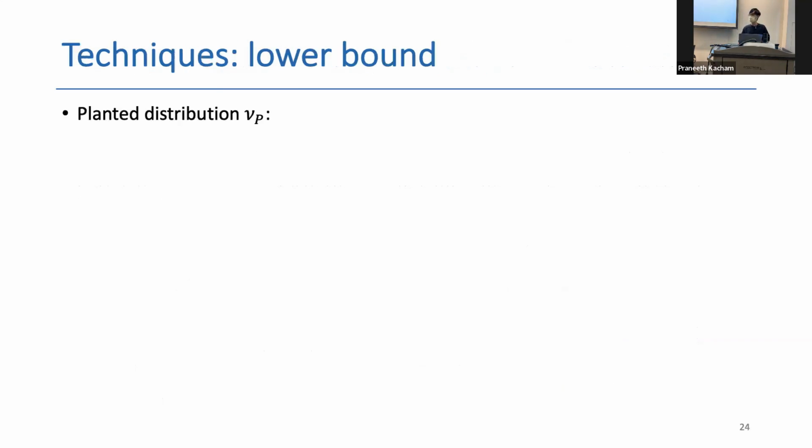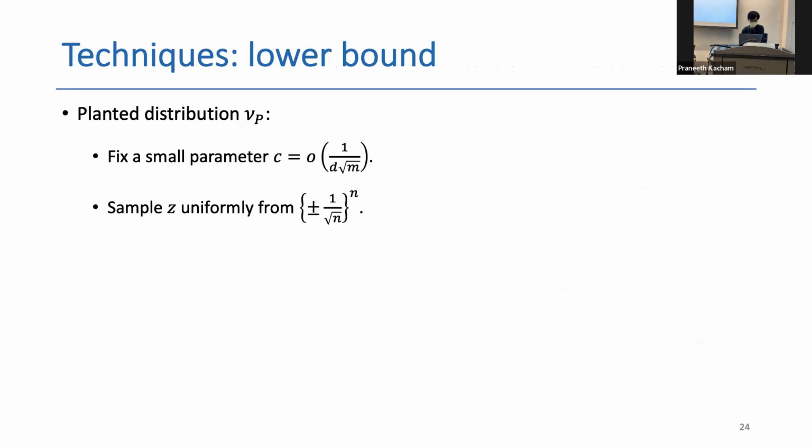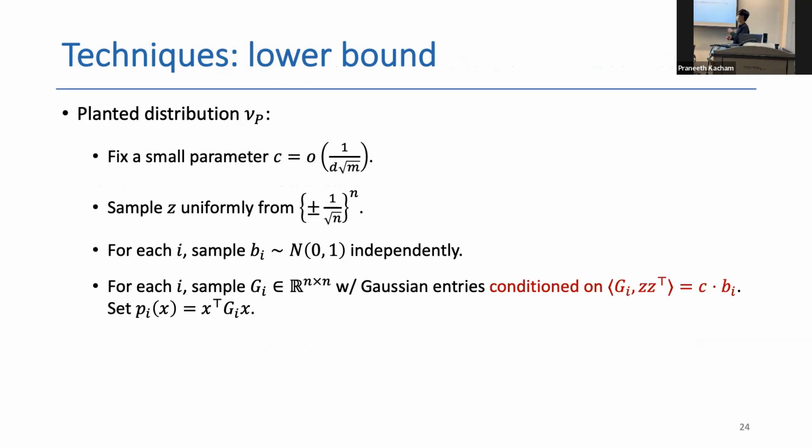Okay, so now let's come back to our problem. We need to define a planted distribution that's hard to distinguish from our random polynomial system. Let's first fix the parameter C that's small enough. We sample Z from the normalized Boolean cube uniformly. For each i, we sample b_i to be Gaussian. Then for each G_i, the Gaussian matrix, we sample it conditioned on the inner product of G_i with ZZ transpose equaling C times b_i. And then we set p_i to be x transpose G_i x.